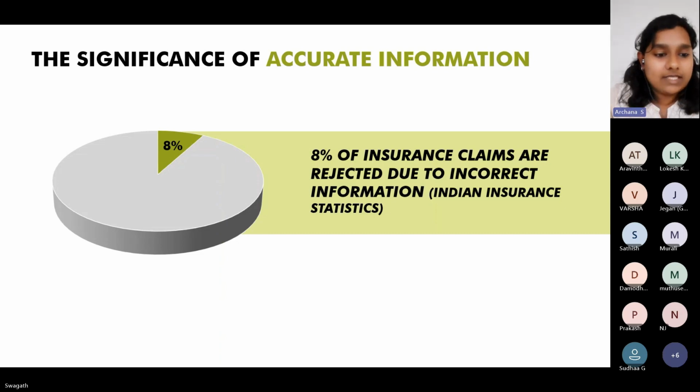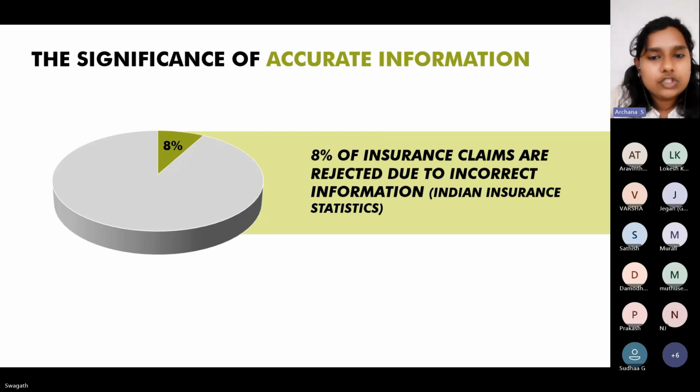You can see that 8% of insurance claims are rejected due to incorrect information. So it is very important to give accurate information. Let us start with life insurance first. It is very important to give the right kind of information. It is very important to put a nominee in your policy, right? So what can be done as homework to make sure that your claims are not getting rejected in life insurance.